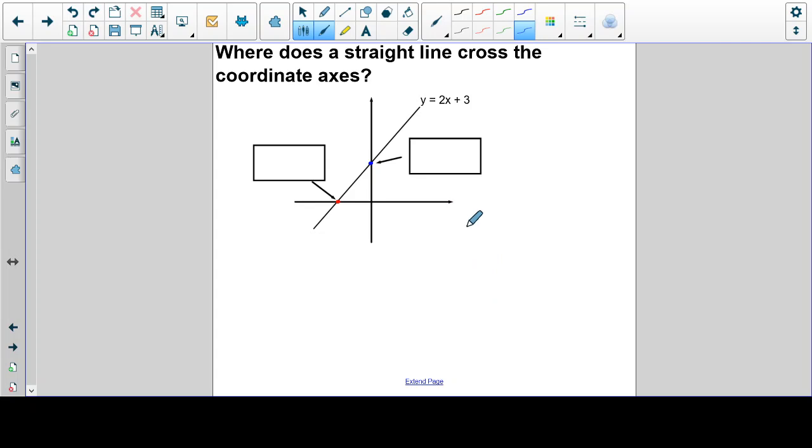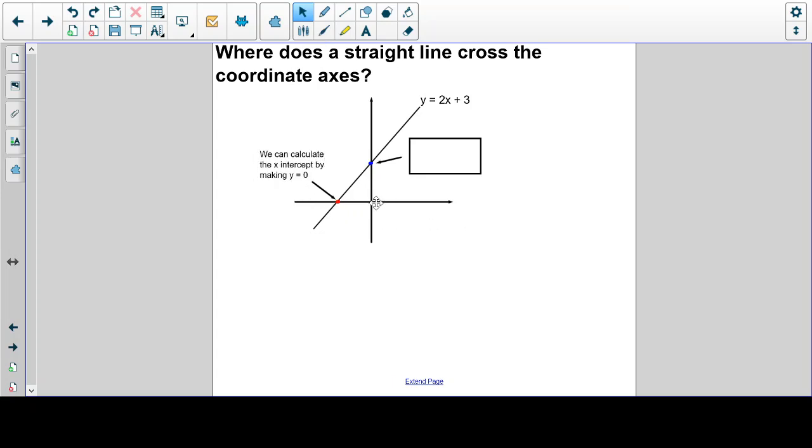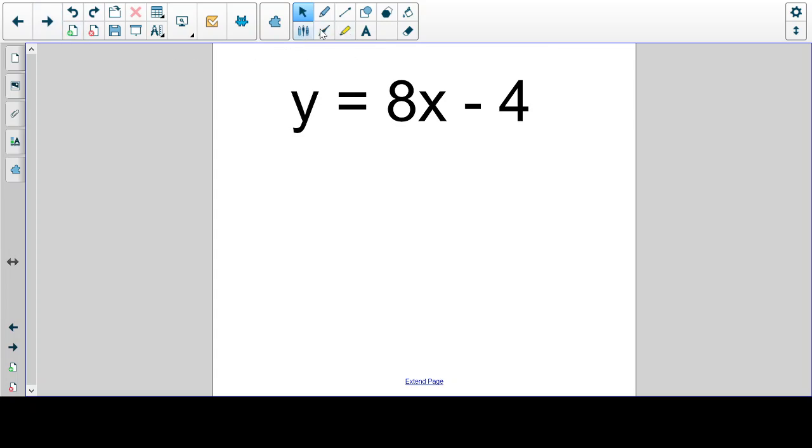Okay, so we need a strategy for finding the intercepts in order to get our equations. So just remember, in order to find where they're crossing the axes, if we're looking for where it's crossing the x-axis, that's occurring where y equals 0. And if we're looking for where it's crossing the y-axis, that's occurring where x equals 0. So in order to find our x-intercepts, we can substitute 0 for y. And if we're looking for our y-intercepts, we substitute 0 for x. Okay, so we're going to do that now for these ones.